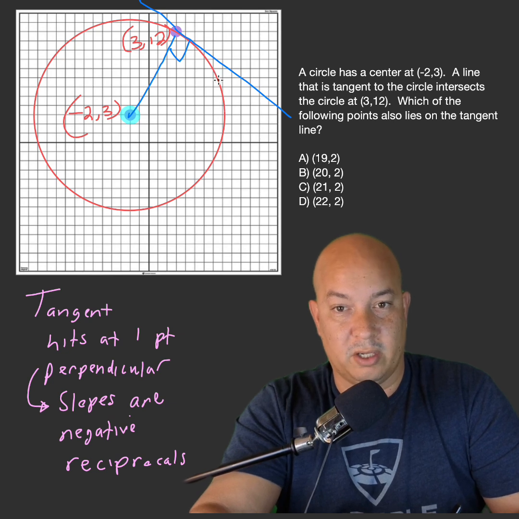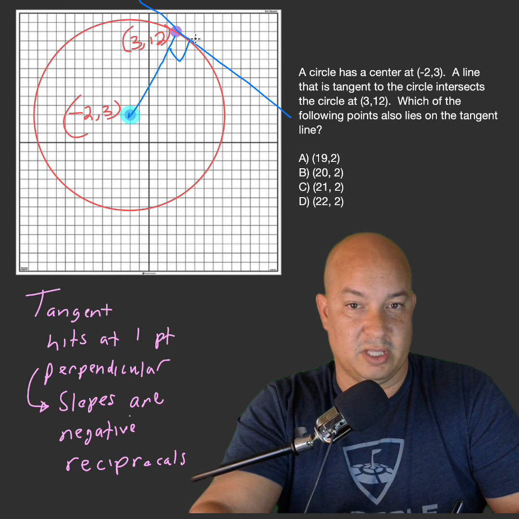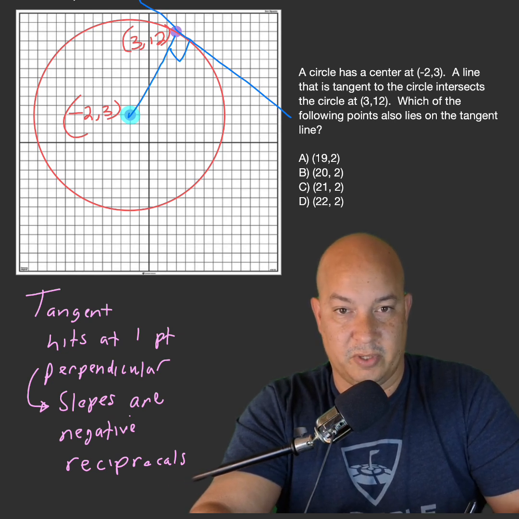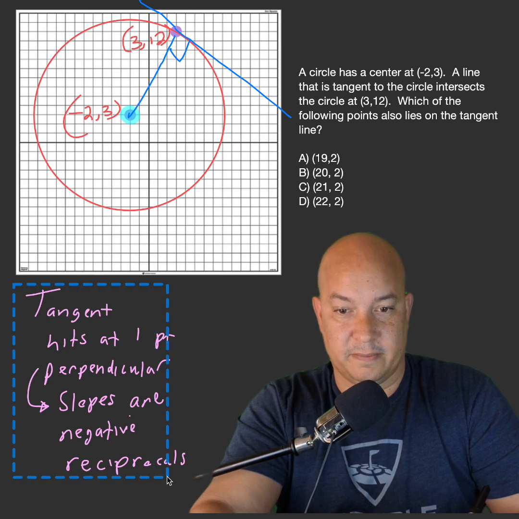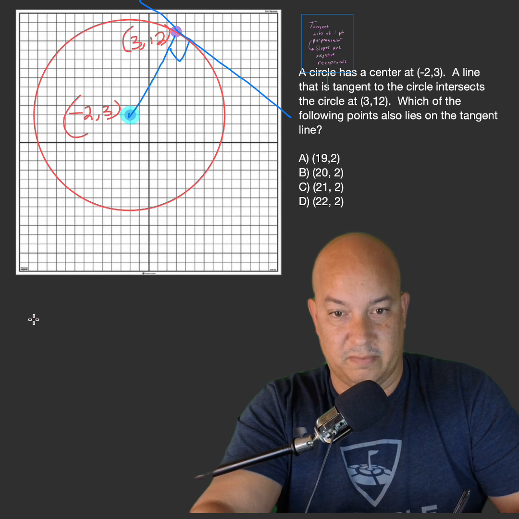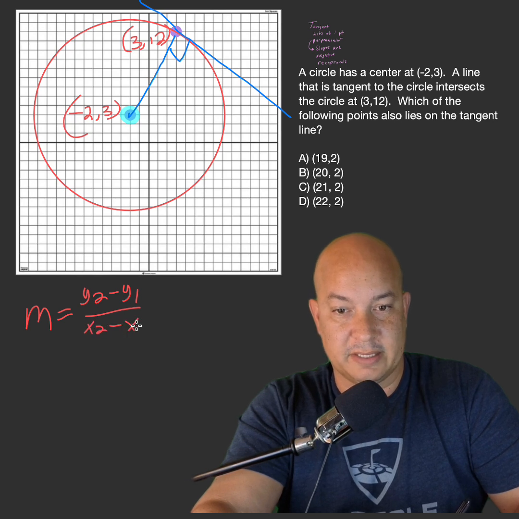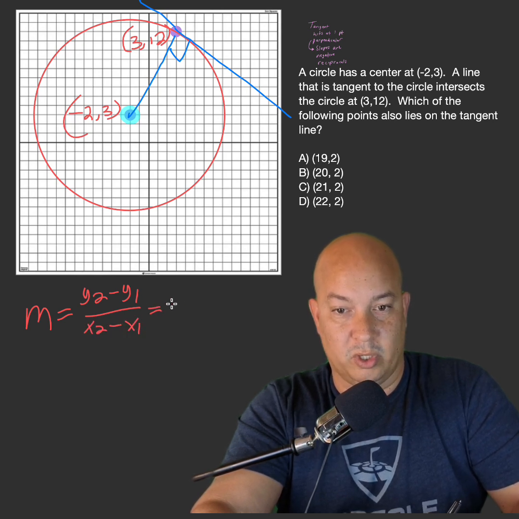Now, why do we want all of this? The big picture here is that if we have the equation of the tangent line, then we can figure out which of those points fits that equation. So let's start by making a little space here, and let's go ahead and get the slope of the radius. Now, slope, of course, is y2 minus y1 over x2 minus x1. And we'll go ahead and plug into that 12 minus 3 over 3 minus -2.